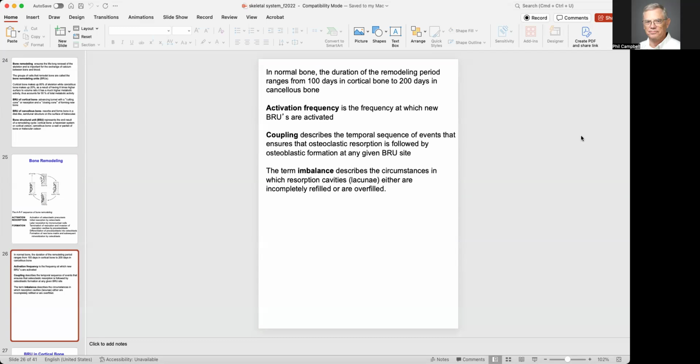No. But let's increase the frequency. Now let's have 50 little holes. If we put enough holes in this tabletop, it's going to compromise its mechanical integrity. All right. So that's activation frequency, is the number of bone remodeling units you have going on at any given time for a given bone.